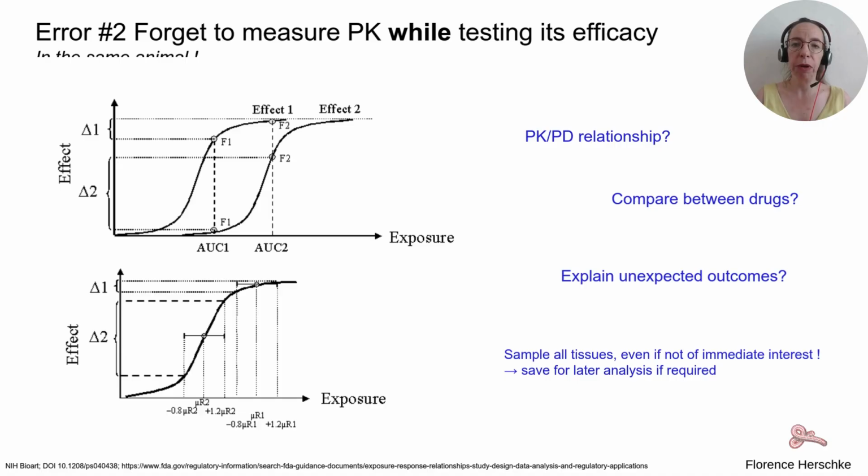Another important point: do establish the PK and the PD in the same animal. It's always a mess if you separate, on one hand, PK in one group and on the other hand, PD in another, even in rodents like mice.